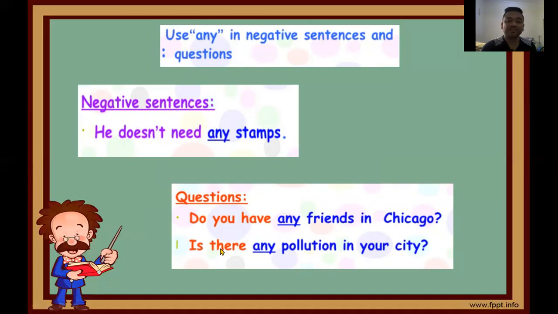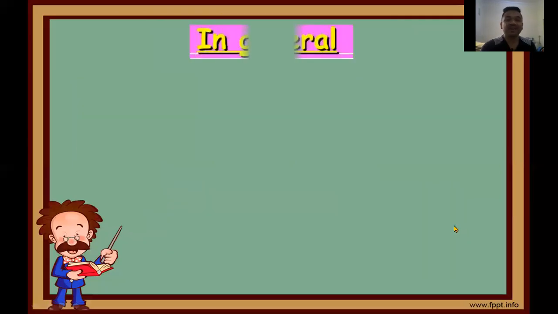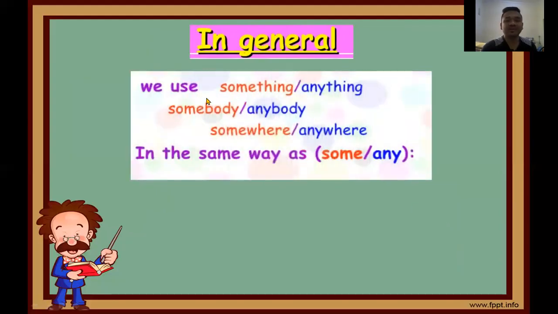Now next example is, is there any pollution in the city? So any, this is a question. Is there any pollution in the city? Now, after the word any, we have here the noun pollution. And pollution here is an uncountable noun. So in other words, we can use any as well for asking a question, with both countable and uncountable nouns. Okay, take note.